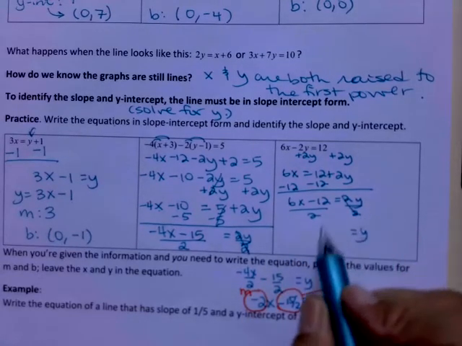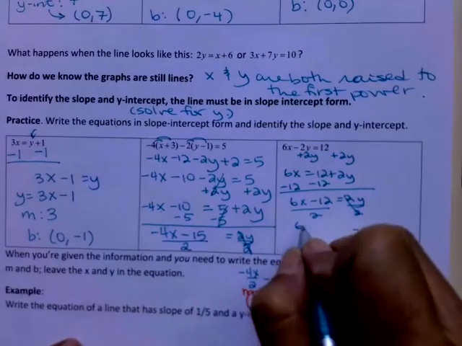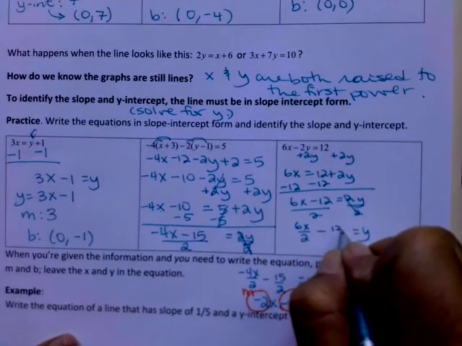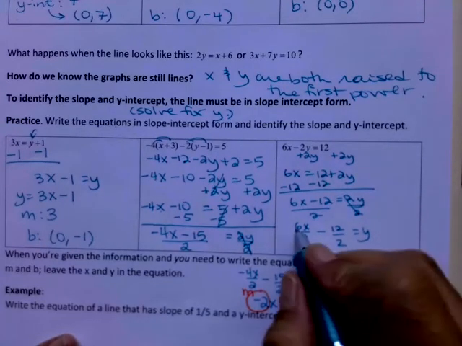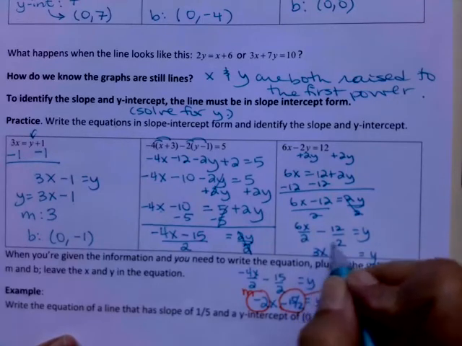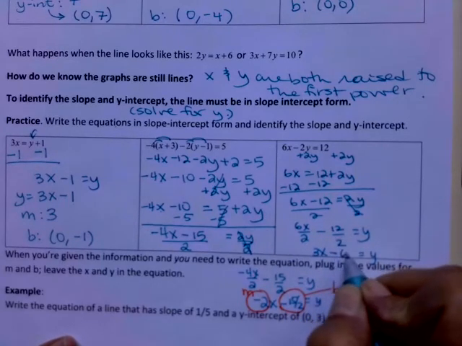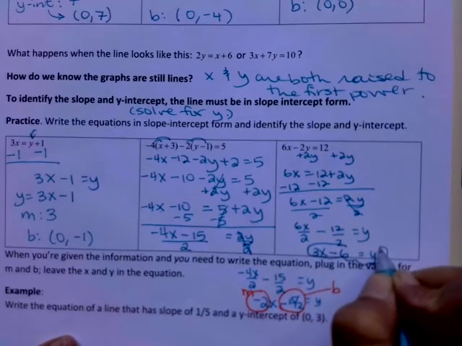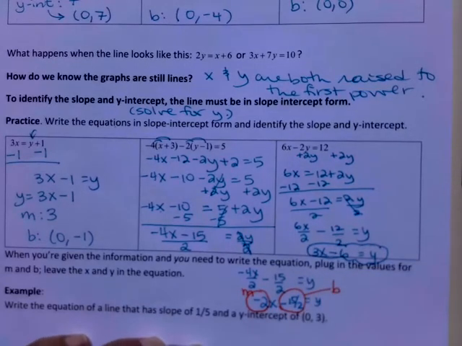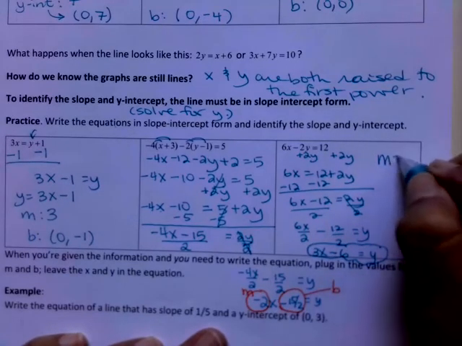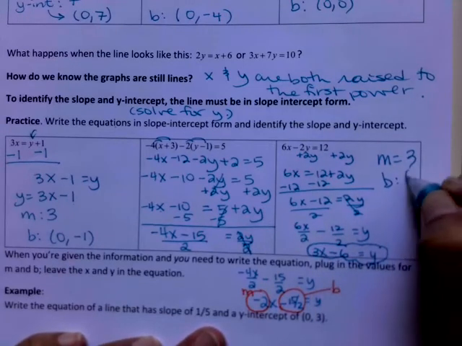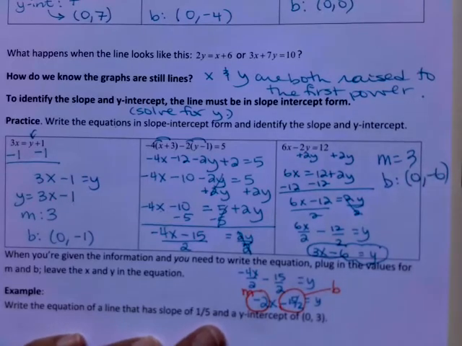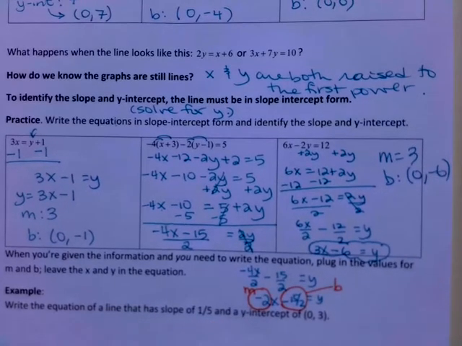Y equals, and again, right, it gets split apart into the 2 fractions, each with 2 in the bottom. So that y equals 6 over 2, that's a 3x, and then 12 over 2 for minus 6. So I'm going to go ahead and here's the equation of the line in slope-intercept form. Y equals mx plus b, and m is 3, right, the x coefficient, and b is (0, negative 6). Okay, here we go.